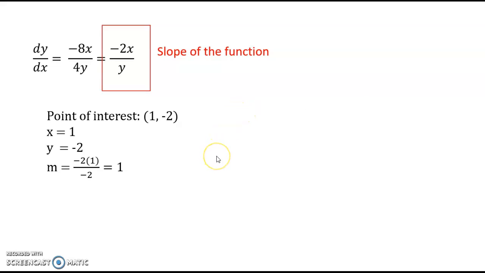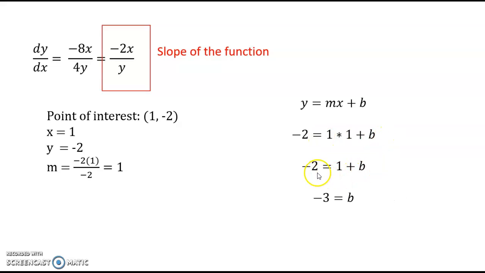So, how to find the rest of the equation? Use this y equals mx plus b and start filling it in. y is negative 2, m is 1, x is 1, and b is unknown. So, negative 2 equals 1 plus b, which means negative 3 has to equal b. When we stick it back in this equation, we'll get y equals m, 1, x plus b, in this case, minus 3. And there's your second answer.